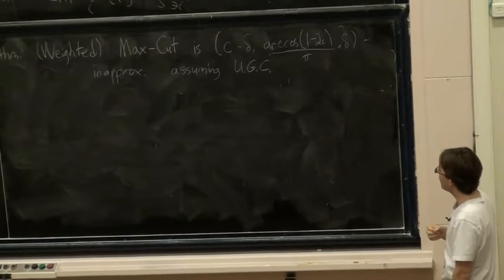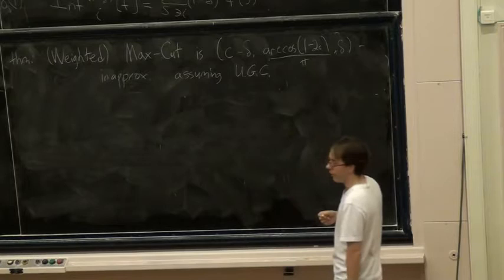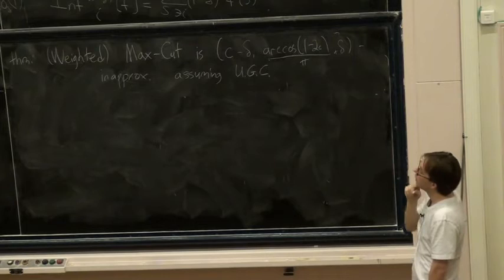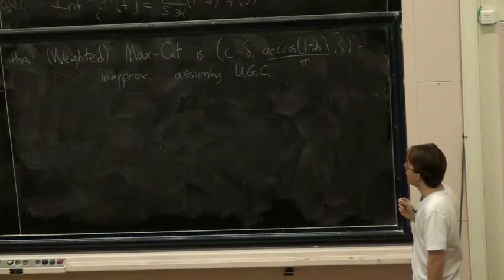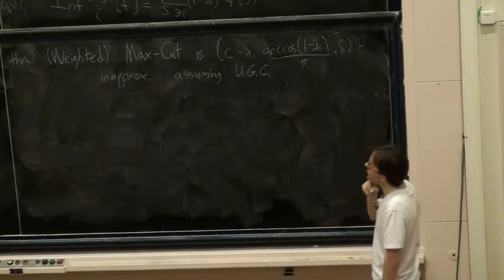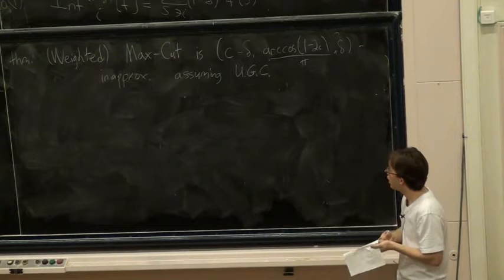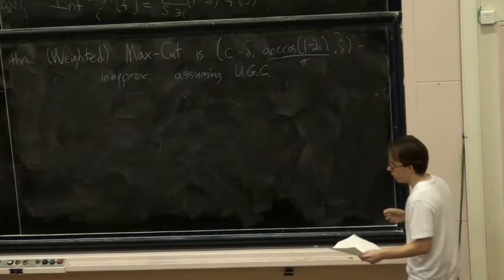OK, so let's try to prove this theorem by, again, the same methodology. So just as the thing says up here, we need to construct a gadget instance of max cut, which has all these properties. Okay, so it's a particular instance of weighted max cut. And just as with Hastad's case, we'll think of that as a distribution on edges. So what I mean by that is the following.